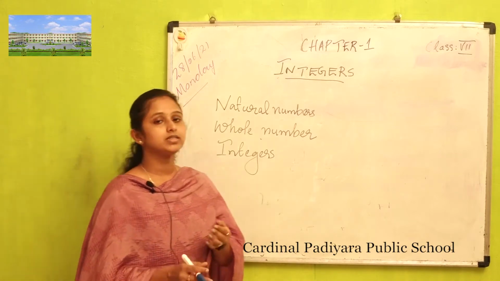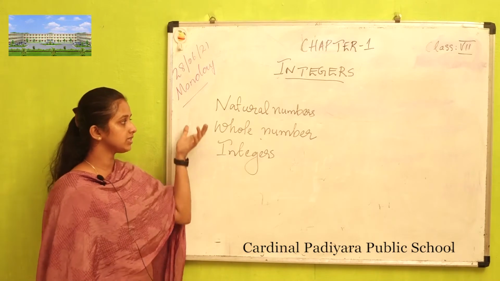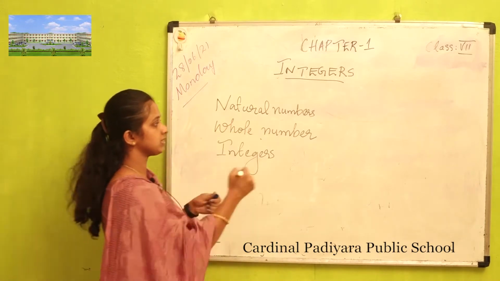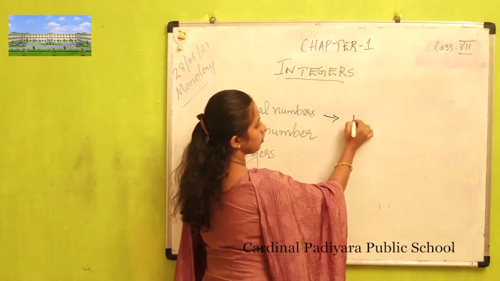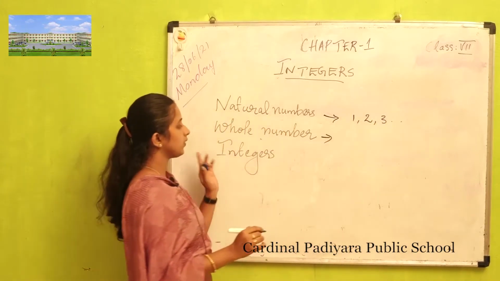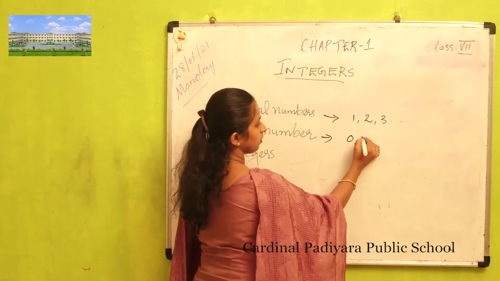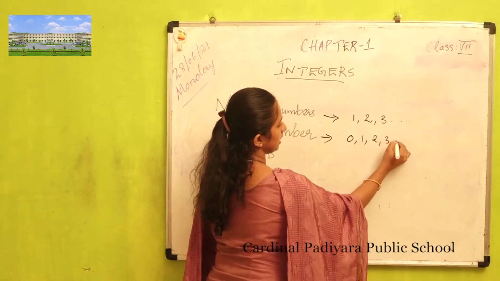Okay, good morning students. Today we are going to study chapter 1, integers. We have already studied what natural numbers are. Natural numbers are the numbers starting from 1, 2, 3, etc. And you have already studied what whole numbers are. Whole numbers are the numbers starting from 0, 1, 2, 3, etc.